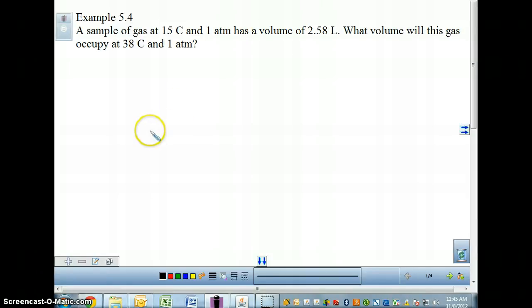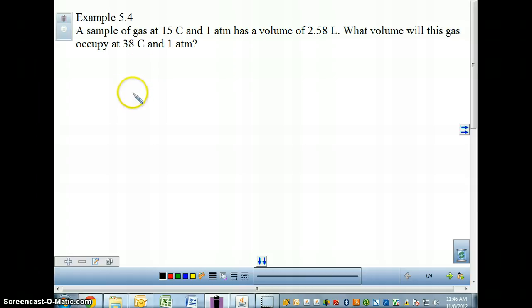The following is an explanation of example 5.4 off of page 196. In this problem, we have a sample of gas at 15 degrees Celsius and 1 atmosphere, which is contained in a volume of 2.58 liters. What volume will this gas occupy at 38 degrees Celsius and 1 atmosphere? This right here is a Charles' Law question.